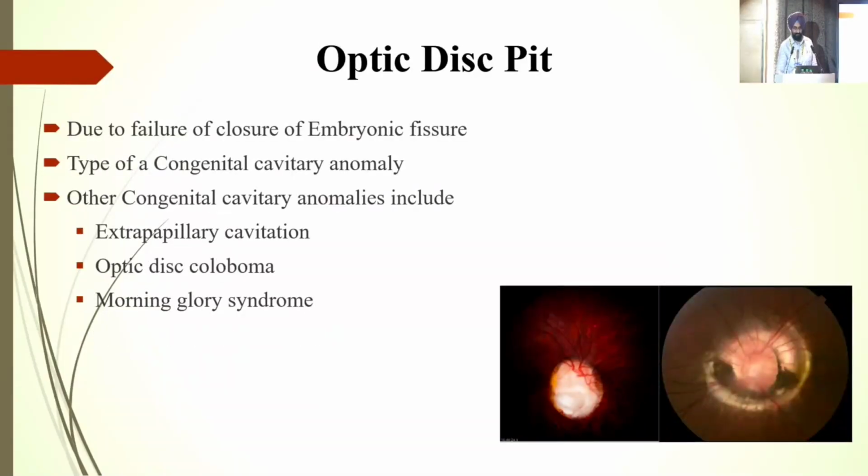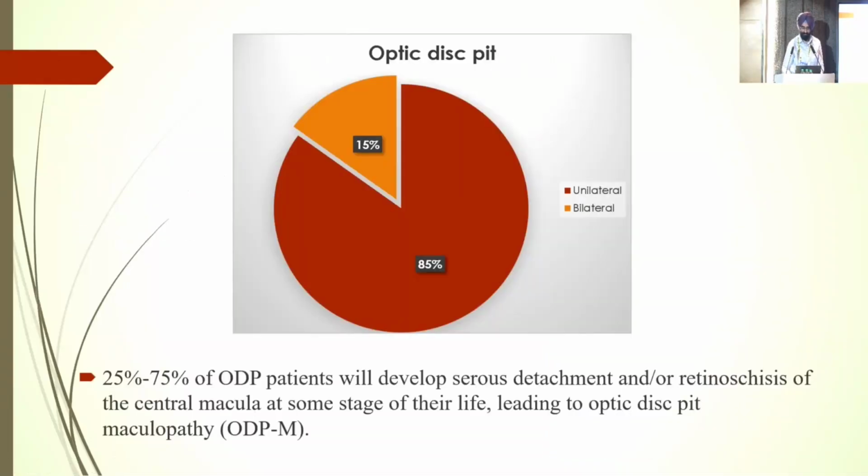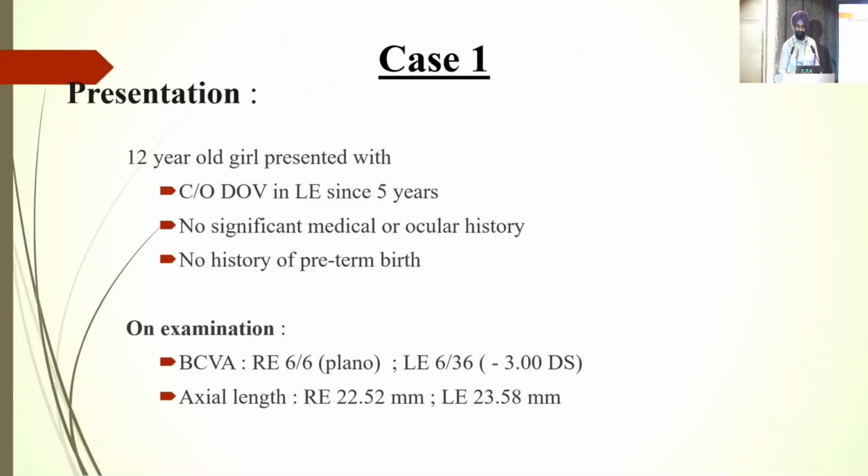Optic disc pit occurs due to the failure of closure of the embryonic fissure. It's a type of congenital cavitary anomaly. Other anomalies include extrapapillary cavitation, optic disc coloboma, and morning glory syndrome. It's basically a solitary ovoid gray-white excavation in the inferotemporal quadrant, about 1/4 of the disc size. 25 to 75% of these cases will develop an ODPM at some stage in their life.